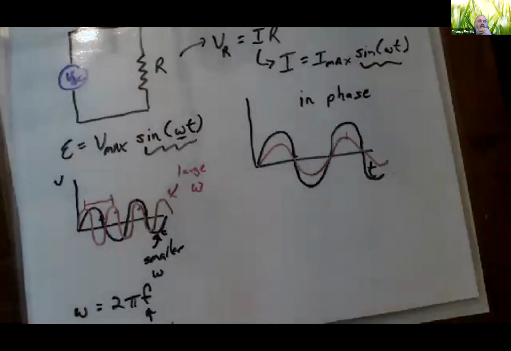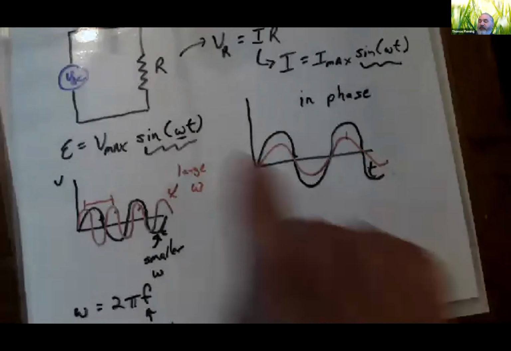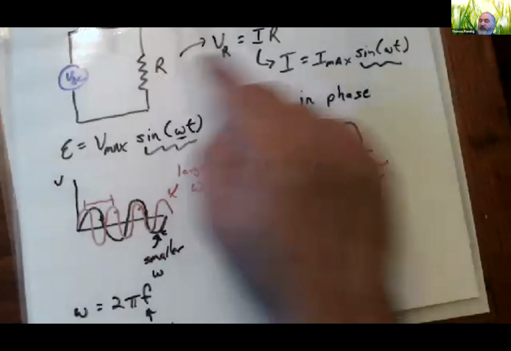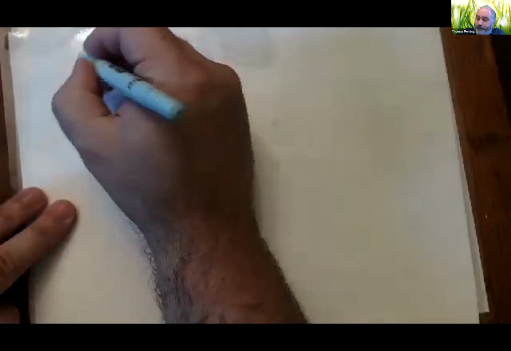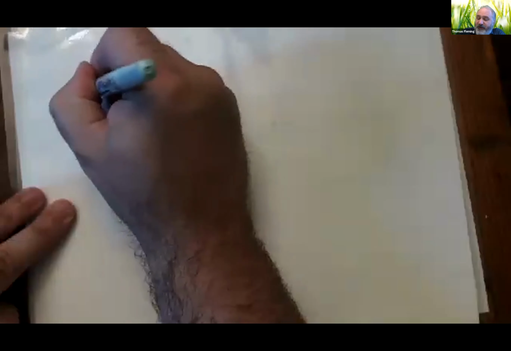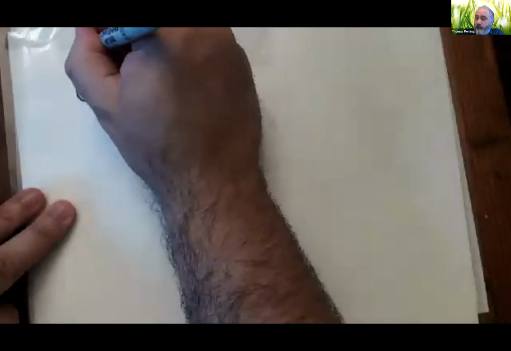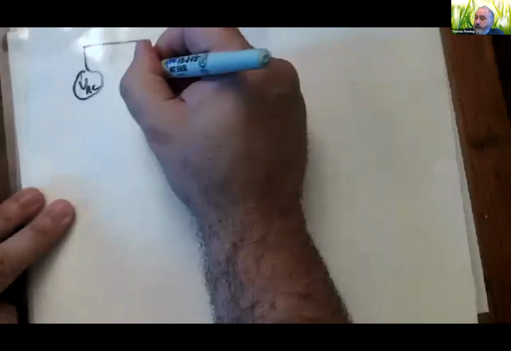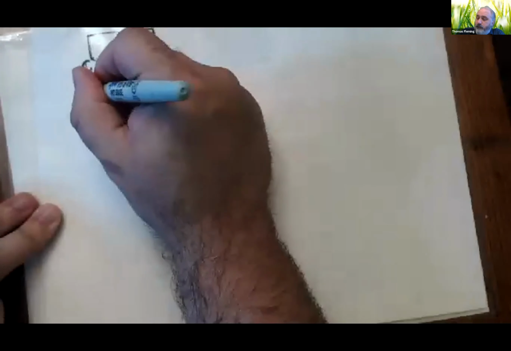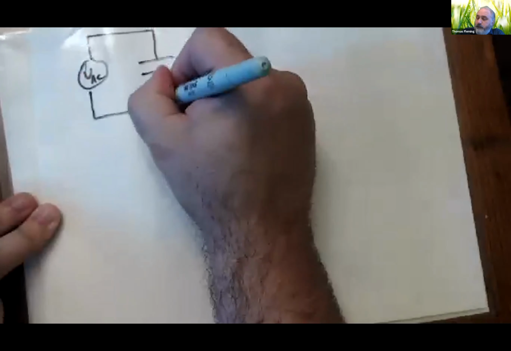Now, we can put other things in these circuits. Let's try breaking the same kind of idea down, but let's replace the resistor with a capacitor. So again, I've got an AC voltage source, and a capacitor here.